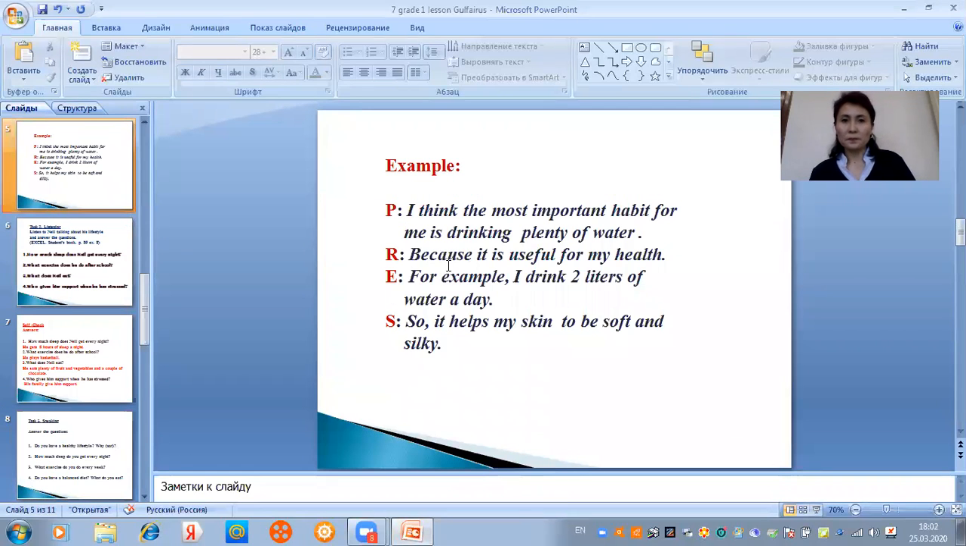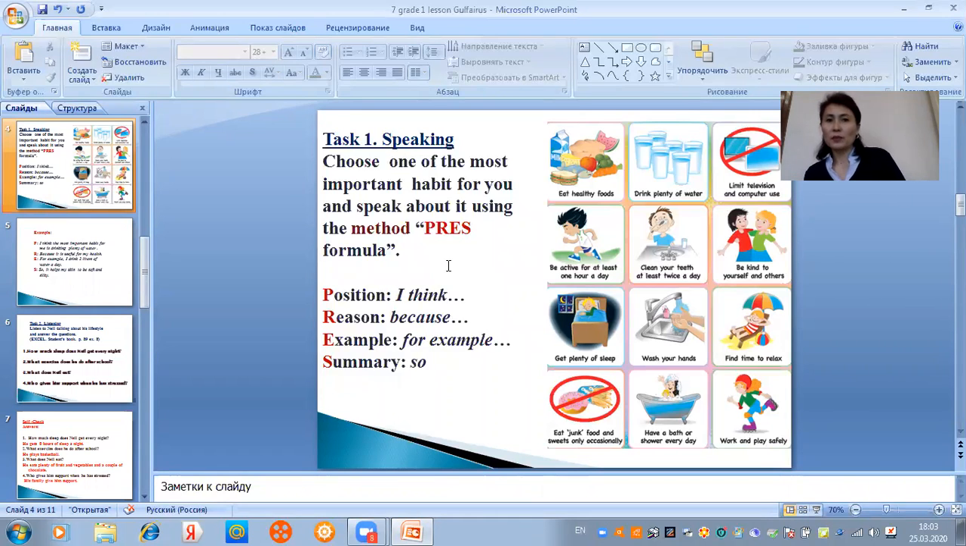For example, I think the most important habit for me is drinking plenty of water, because it is useful for my health. For example, I drink 2 liters of water a day, so it helps my skin to be soft and silky. Now, choose your most important habit and speak about it.